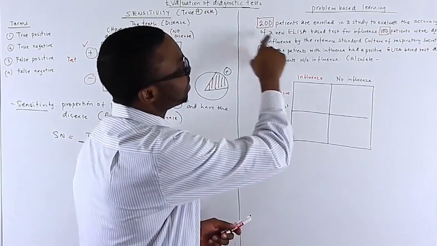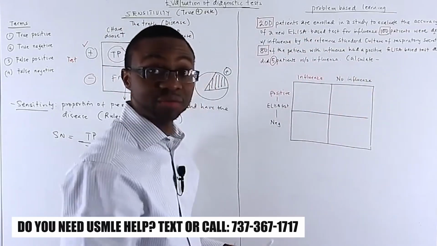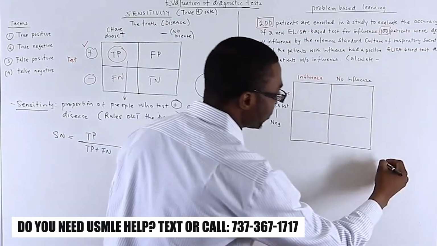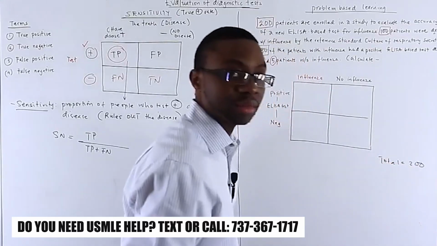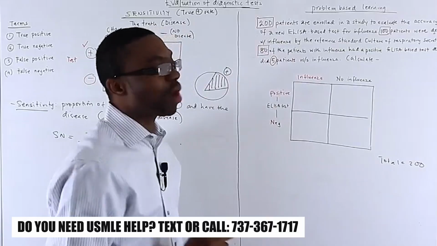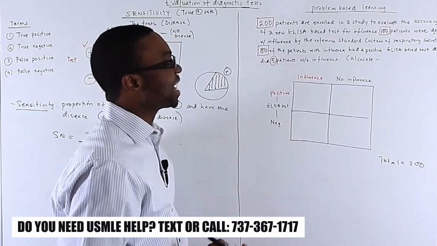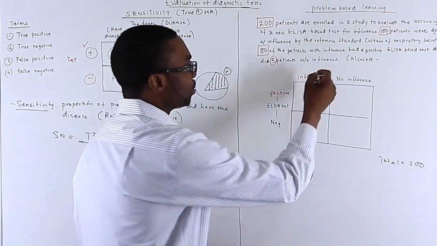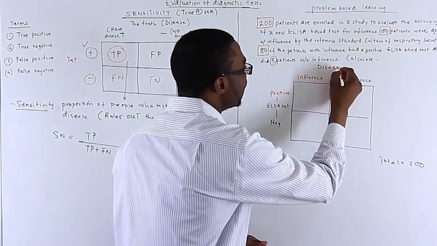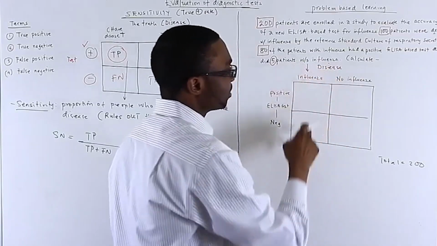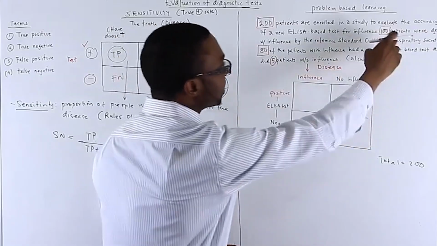So 200 patients were enrolled total for the study. So we have 200 total number of people, okay? So total is 200, okay? And they said 100 patients were diagnosed with influenza. So this is the disease. Remember, we only care about the disease column right here, influenza. 100 patients.